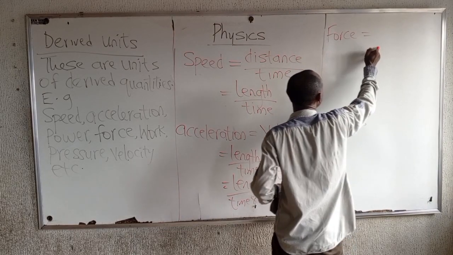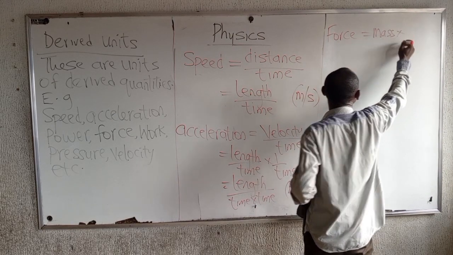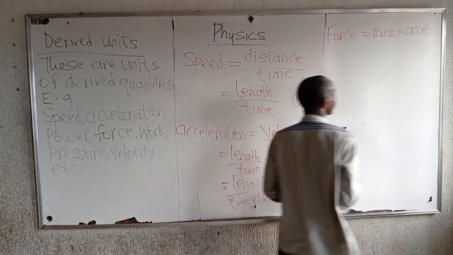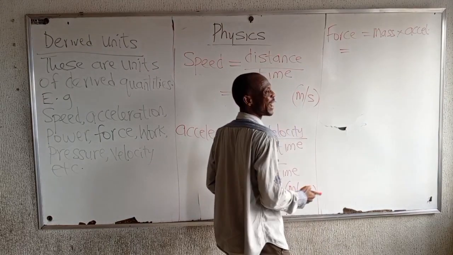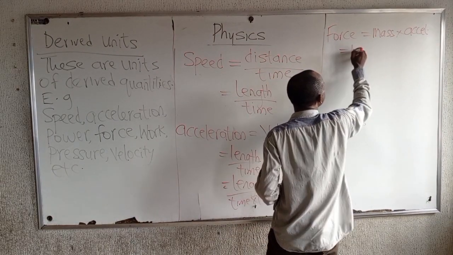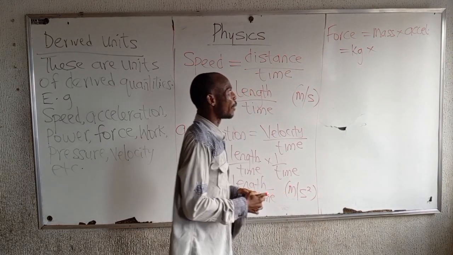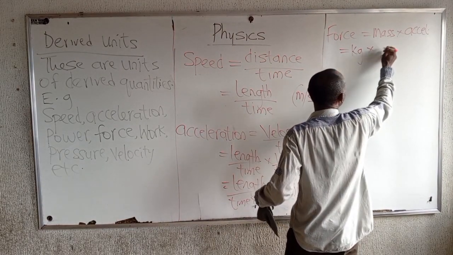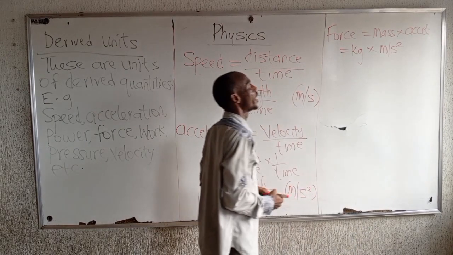Force is given as what? Mass times acceleration. So our mass is given as kilogram, times our acceleration, which is given as what? Meter per second square.